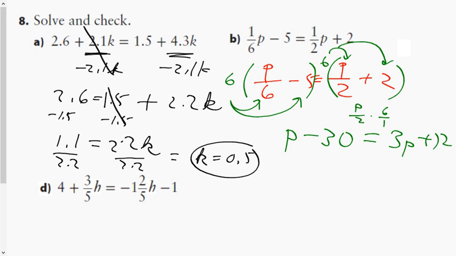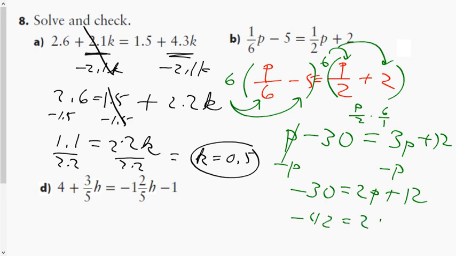Subtract 1p from both sides to get rid of it on one side. You get negative 30 equals 2p plus 12. Subtract 12 from both sides, you get negative 42 equals 2p. Divide both sides by the coefficient, and p will equal negative 21, which is your solution. A sixth of 21 minus 5 is equal to half of 21 plus 2, according to our initial equation.